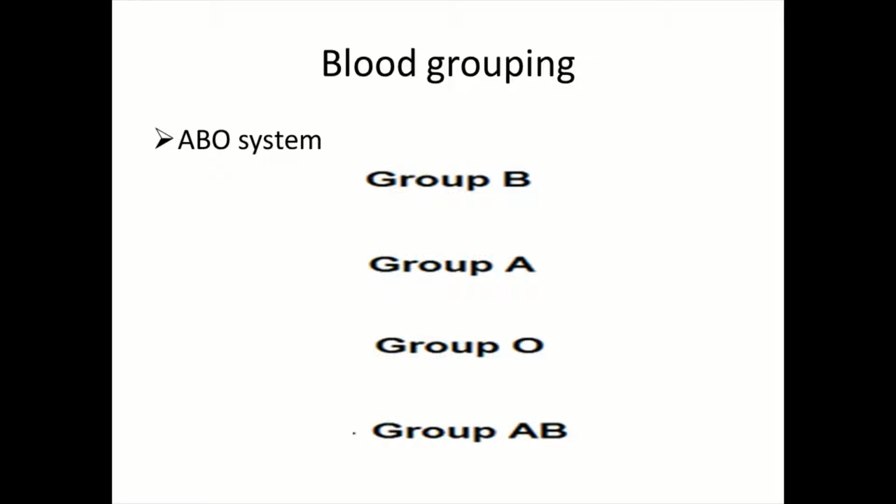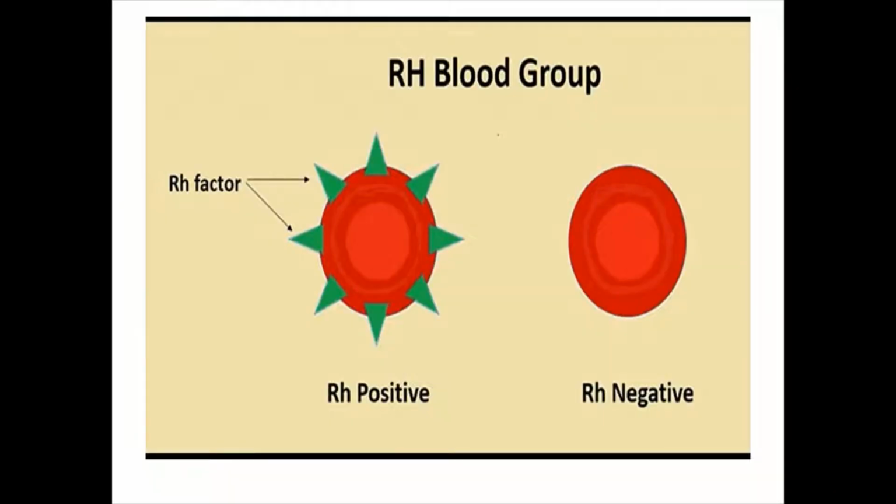As it is known, blood is grouped by different systems, and one of the well-known is the ABO system. By the ABO system, blood is grouped as group B, group A, group O, and group AB. The other way of classifying blood groups is based on the Rh factor, the presence of D antigen on the surface of RBCs. If RBCs have D antigen, they are said to be Rh positive, and if they have no D antigen, they are said to be Rh negative.